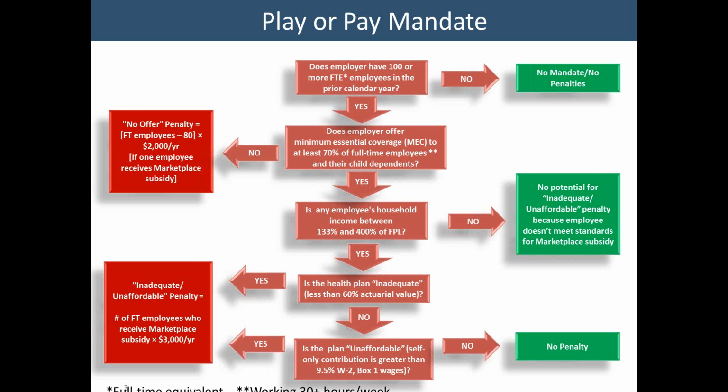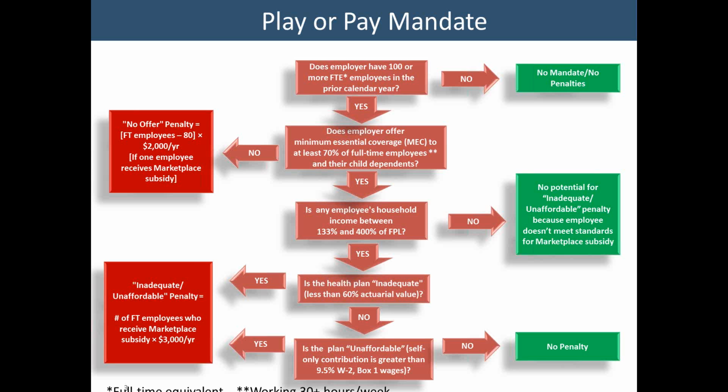If you are offering it and your employee's household income is between 133% and 400% of federal poverty level, then you could be subject to a penalty if you do not have a 60% actuarial value plan or you make it unaffordable. The biggest question that I get is how do I know what my family income is? You don't. You're not going to know. You're going to have to set these guidelines up by what you know from your employees' income.